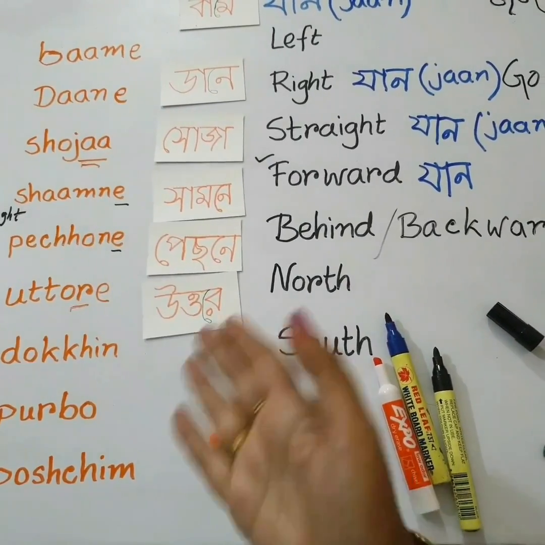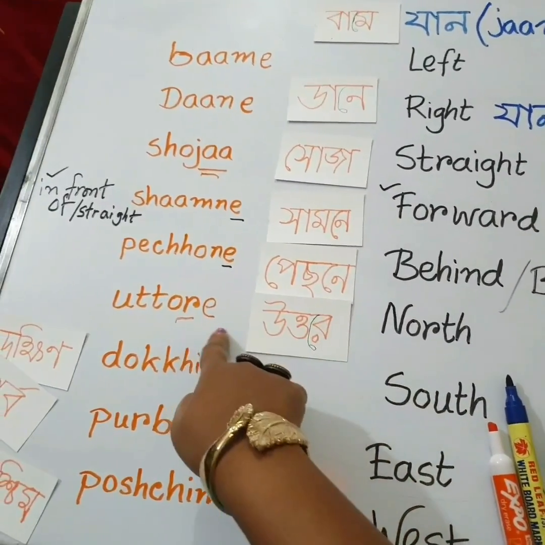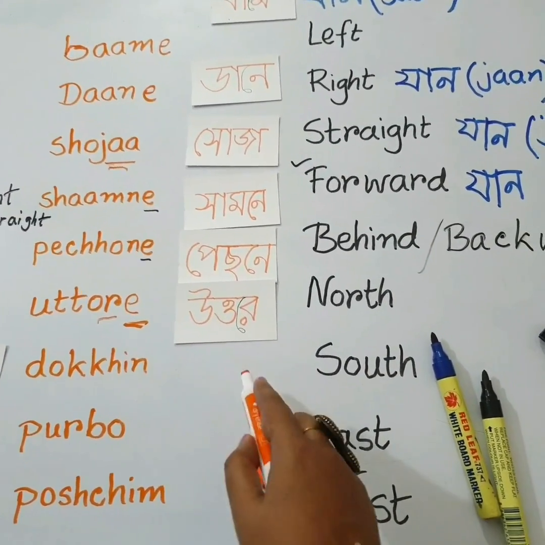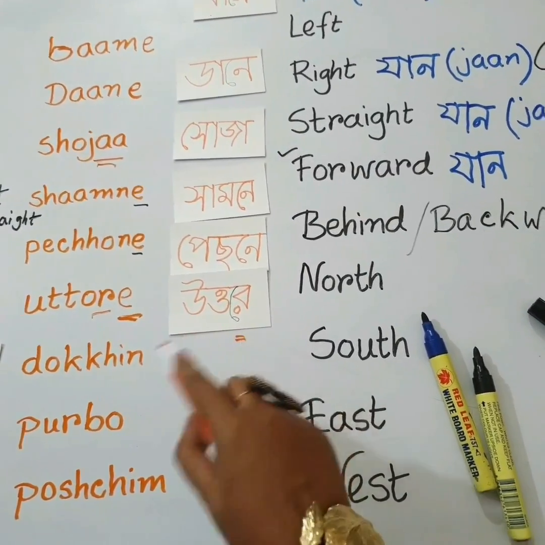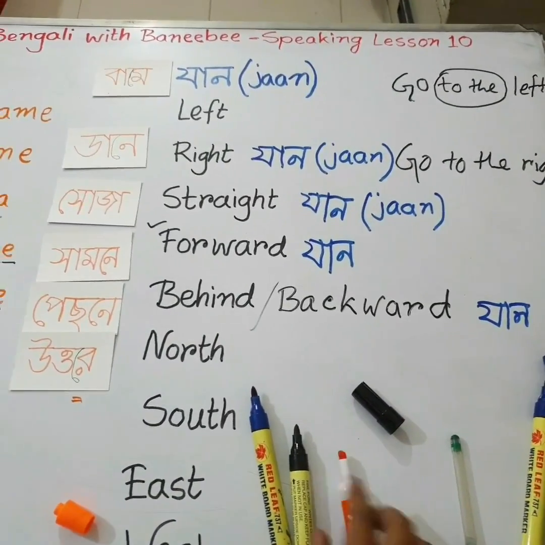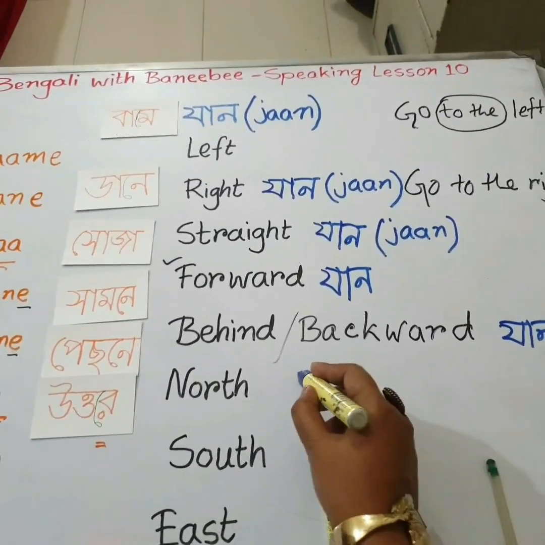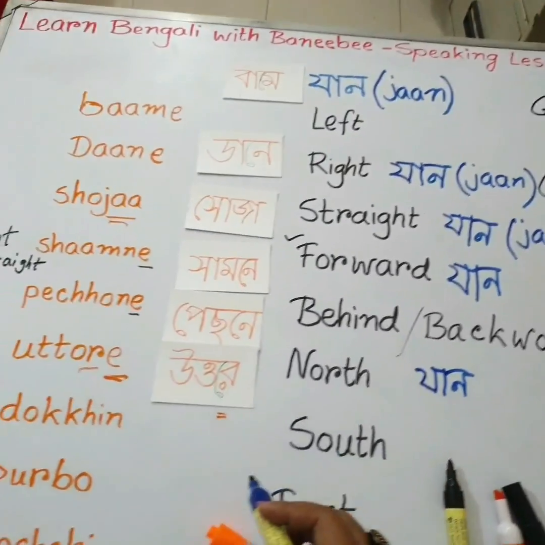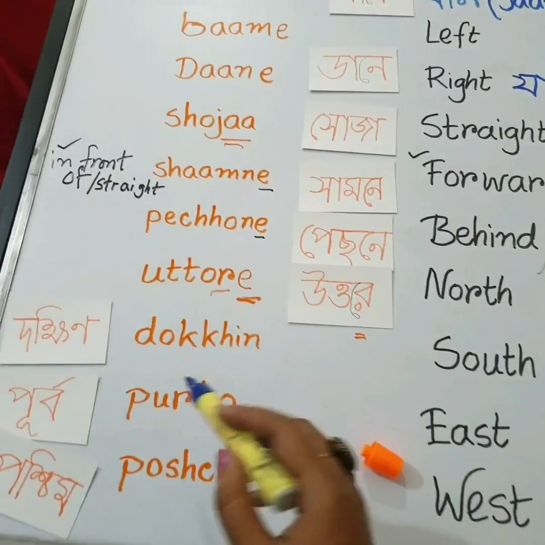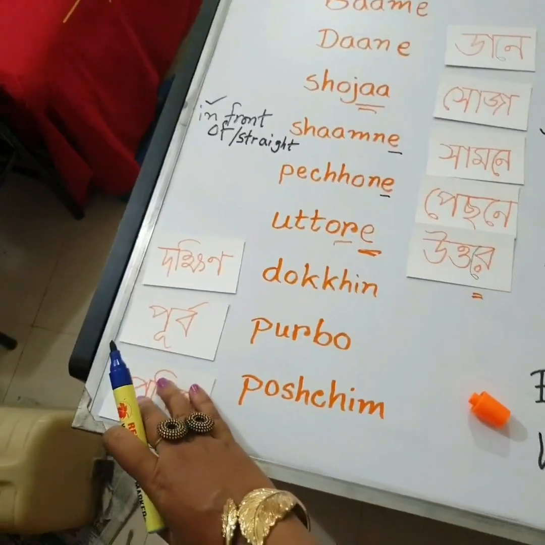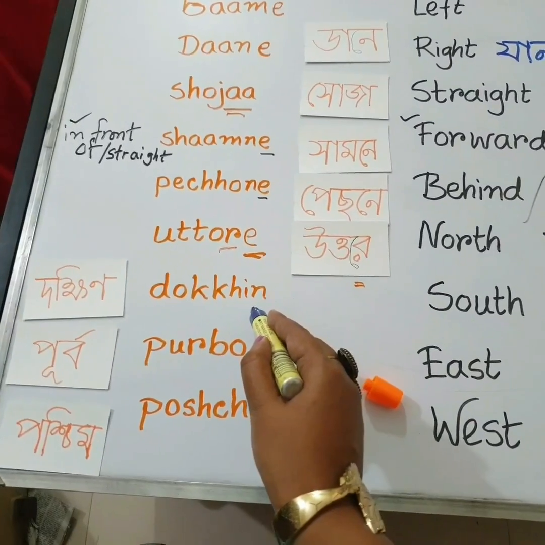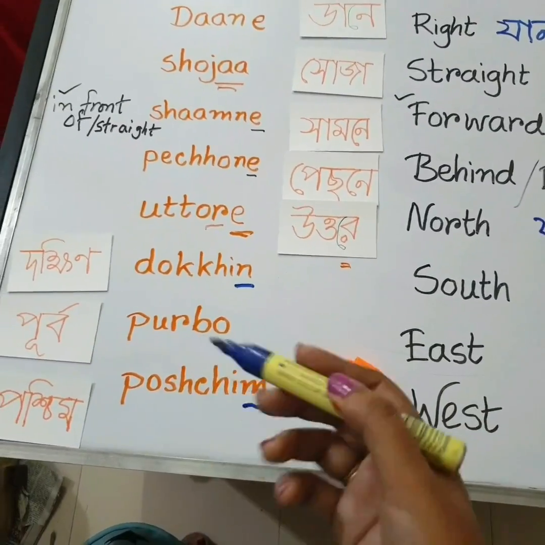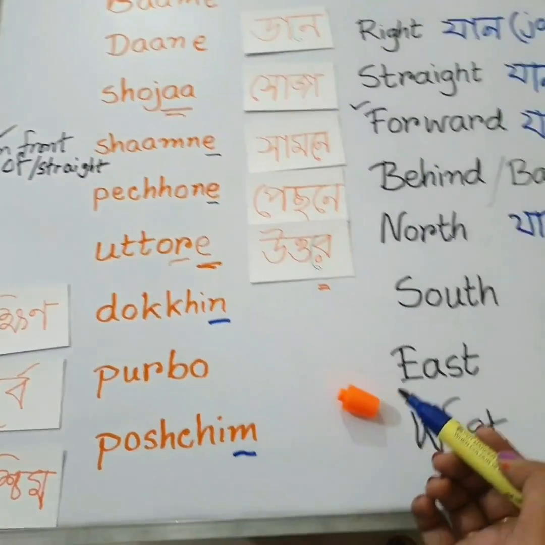Let us do here, uttore. So this has the A at the end. It also has the A now. So we will just add Jan and it will mean go to the north. Uttore Jan. So Dokhin, Purbo, Poshchim. Dokhin, I think you already know how to do this. Poshchim also, same. It ends with the consonant letter. Now, this one, Purbo, means east.